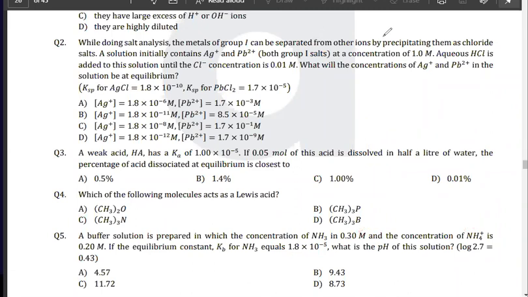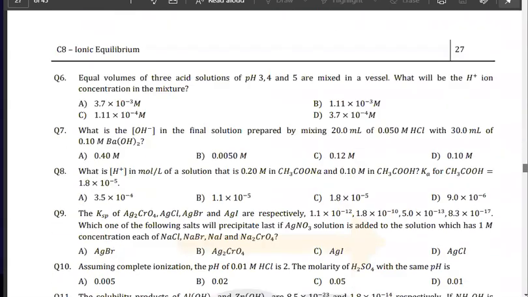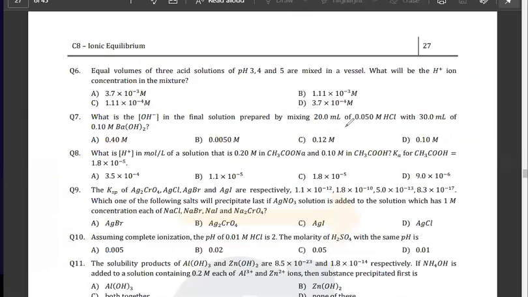Okay, next is question number 7. What is the concentration of OH minus in the final solution prepared by 20 milliliter of 0.05 molar HCl, so this is strong acid, and 30 milliliter of BOH whole twice, again strong base. So this is a basic neutralization reaction. The moles of H plus can be calculated from 20 into 0.05, which is 1 millimole, right, everyone?